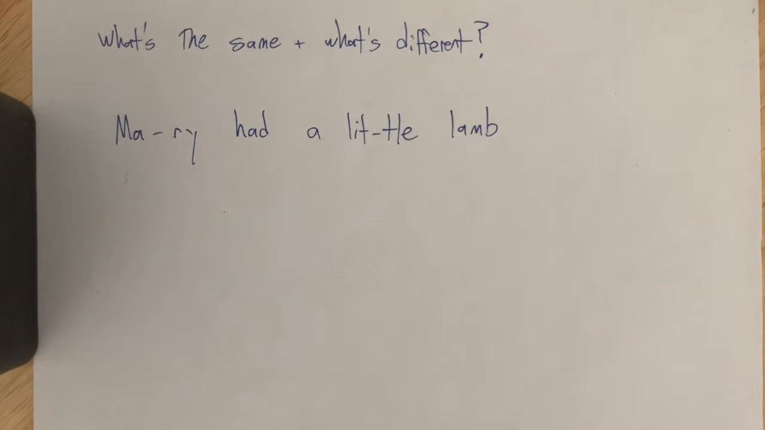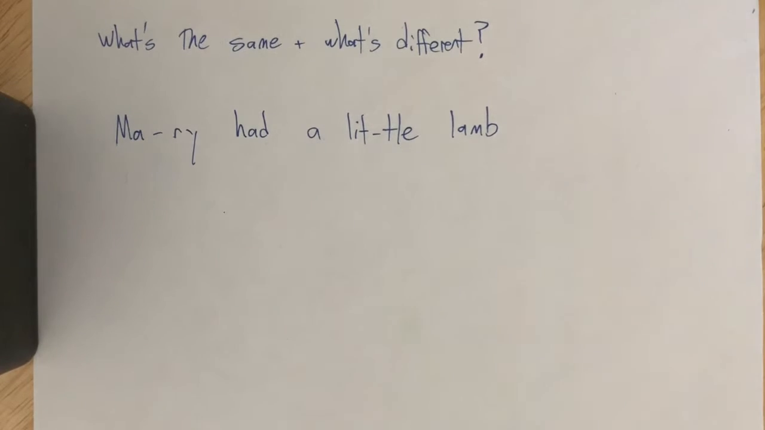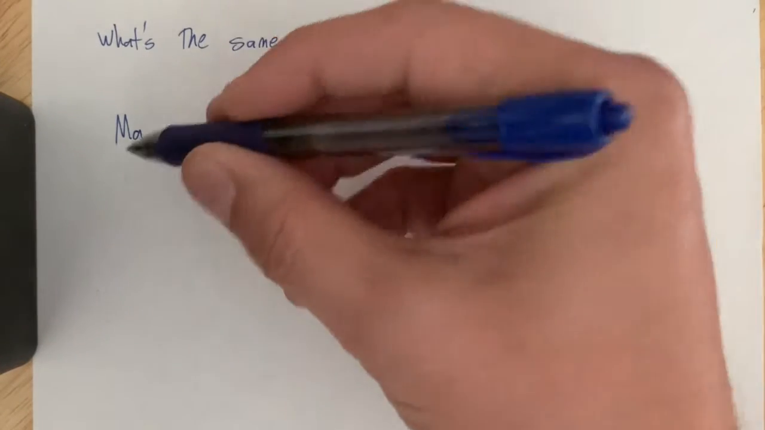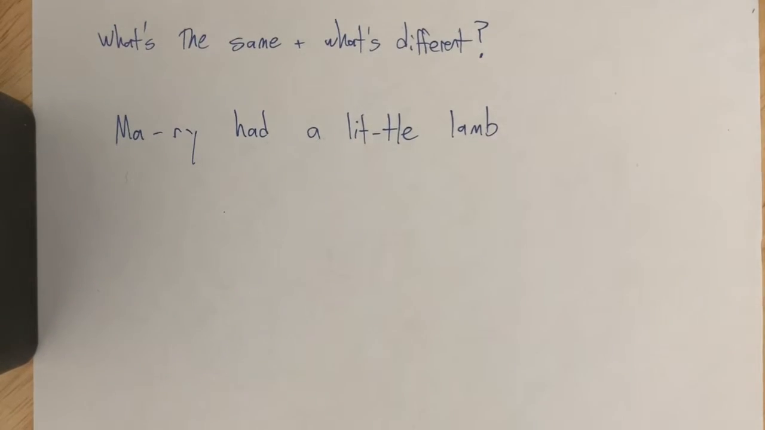Let's talk about what happens in the song. Let's talk about what's the same and what's different as we move through the song. And let's just start with this much of the song. Mary had a little lamb. So one of the things that's the same is it seems like all 1, 2, 3, 4, 5, 6 of those syllables have the same rhythm.